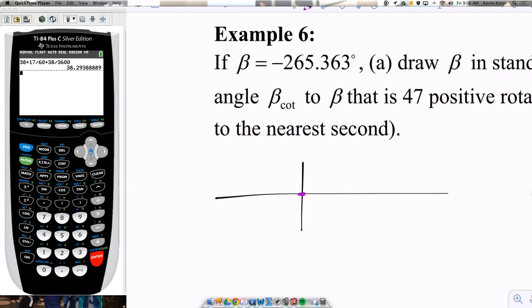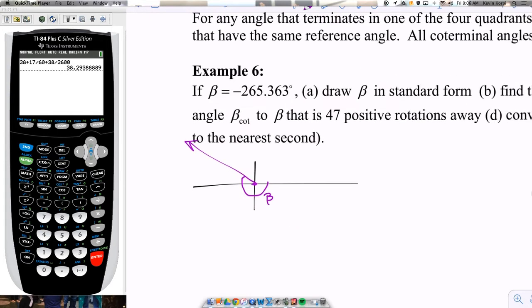Let's see. We got 90, 180, 270. Oops, that was too much. So it's going to be somewhere in here. And I'll label that as beta. So it does live in quadrant 2. Now, again, I'm not going to get out and measure to see where in quadrant 2 it lives. So as long as you draw in quadrant 2, you're fine. Whether it's closer to the x-axis or y-axis, it's fine.